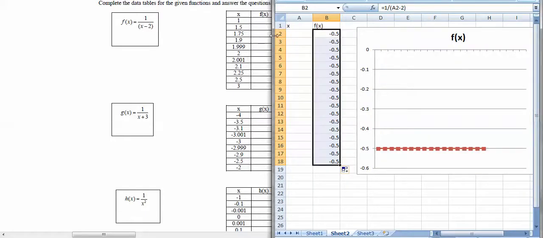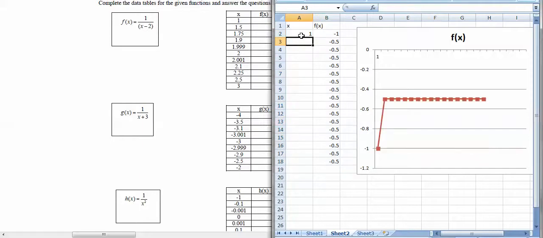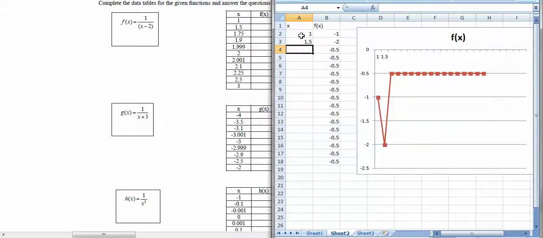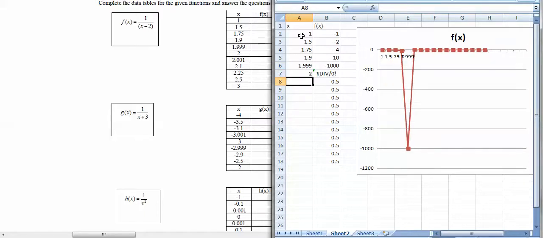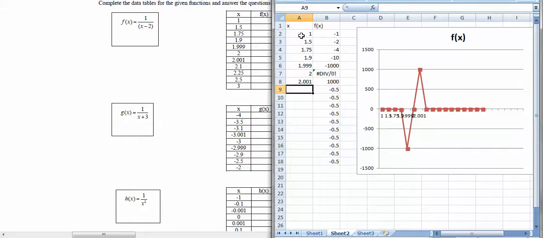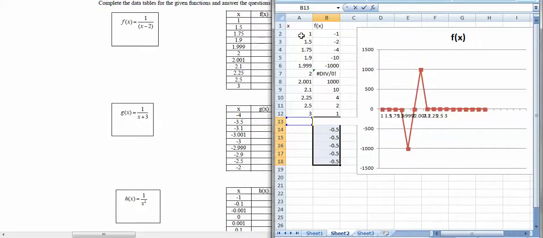Alright, so let me plug in some numbers and see what I got. I'm going to go 1, 1.5, 1.75, 1.9. I'm just plugging in the numbers that they're giving me. Then 2, 2.001, 2.1, 2.25, 2.5, 3. These ones don't exist.